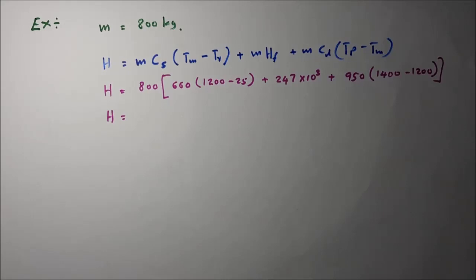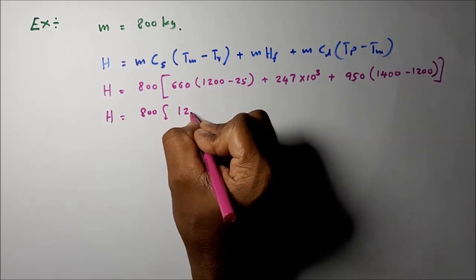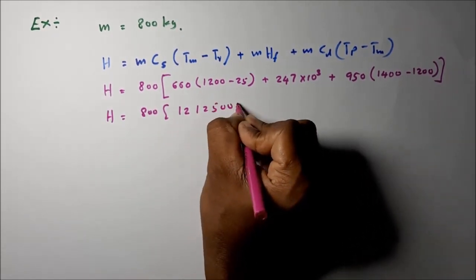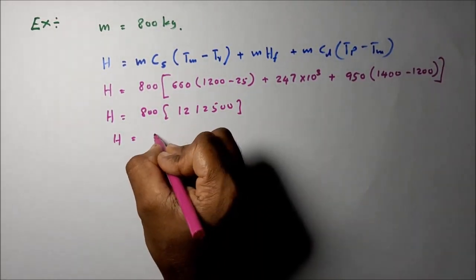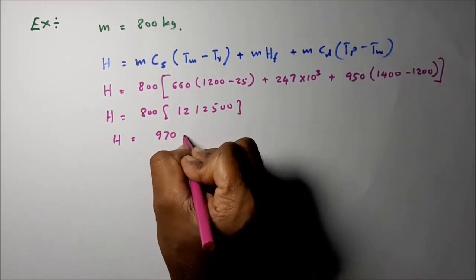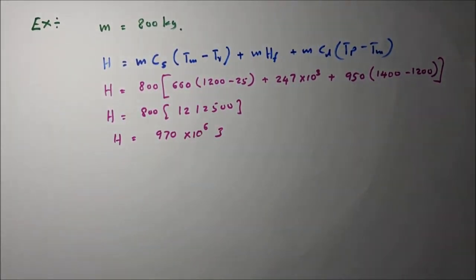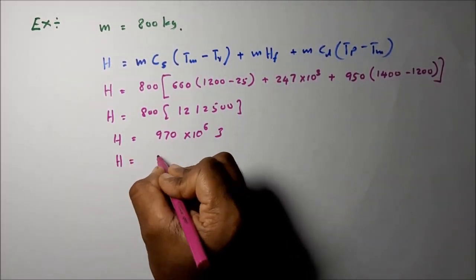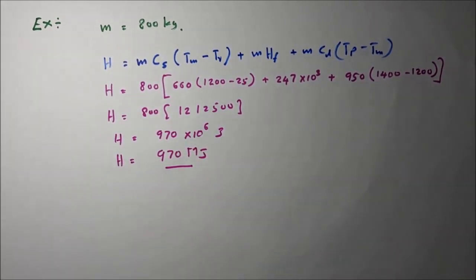This is equal to 800 into 12500. Then H is equal to 970 into 10 to the power of 6 joules. Please check this answer. That means the total heat energy required is 970 megajoules. This much energy is required for this melting operation, neglecting the heat loss and everything.